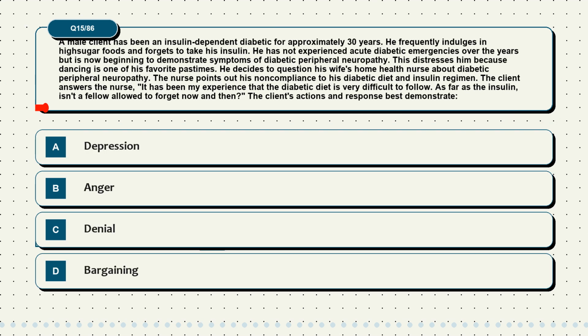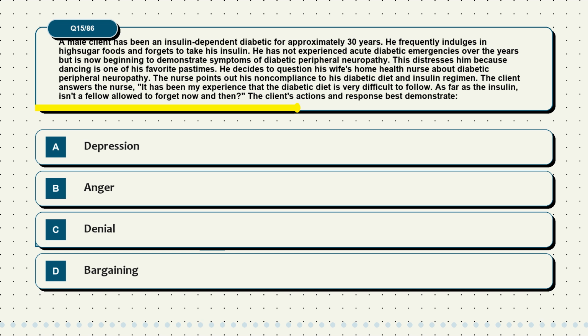Topic 5. Question set E. Question 15. A male client has been an insulin-dependent diabetic for approximately 30 years. He frequently indulges in high-sugar foods and forgets to take his insulin. He has not experienced acute diabetic emergencies over the years but is now beginning to demonstrate symptoms of diabetic peripheral neuropathy. This distresses him because dancing is one of his favorite pastimes.